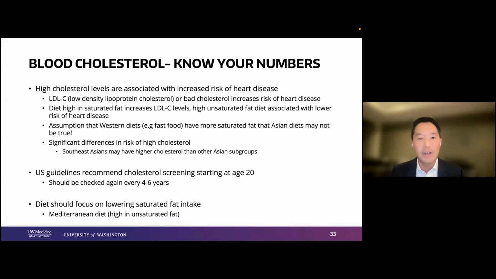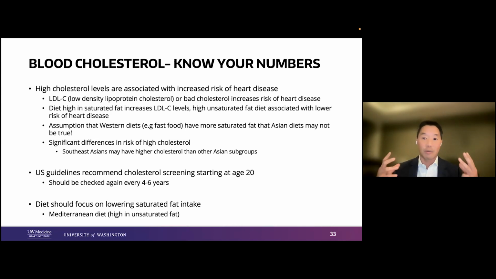Other things that we often assume is that the Western diet is bad. So if we eat a fast food diet that has more saturated fat than our Asian diets, but maybe that's not in fact true. And I'll show you a study that highlights that. Additionally, there are differences in risk of high cholesterol. So again, we have found that when we started disaggregating Asian populations, that Southeast Asians may have higher cholesterol than other Asian subgroups.